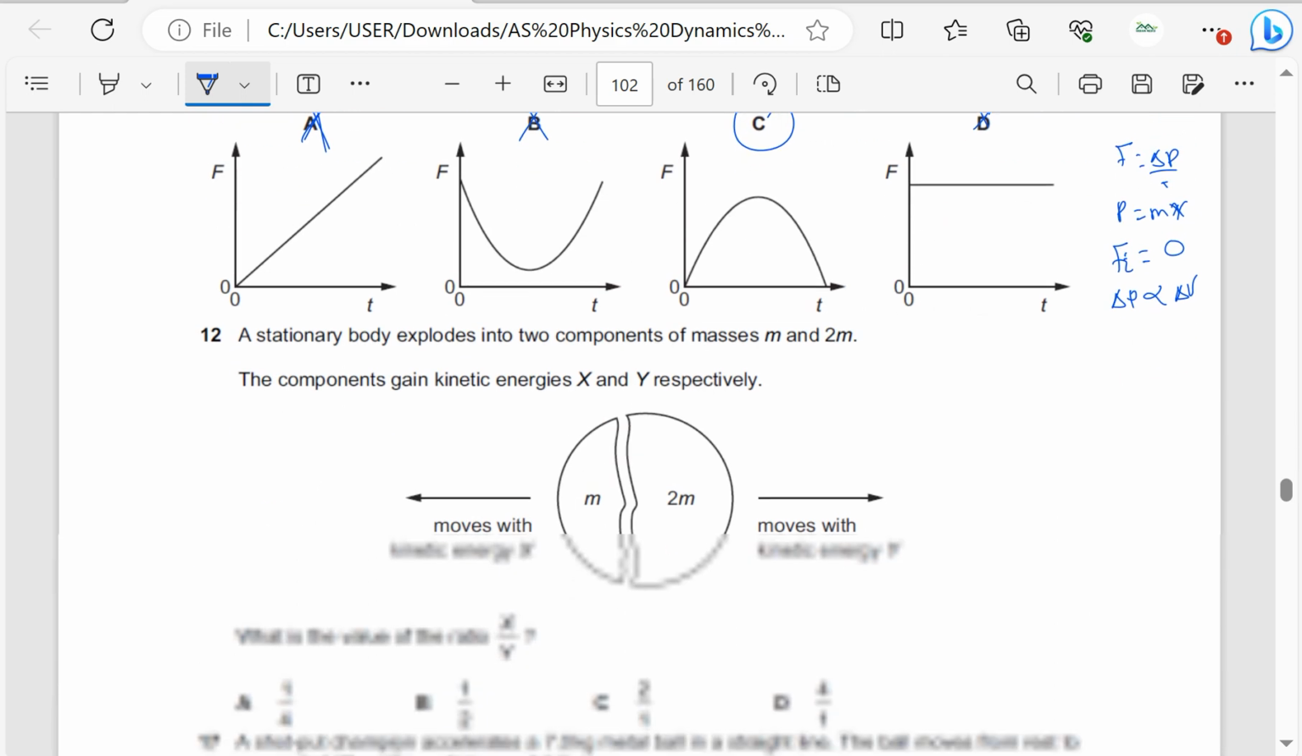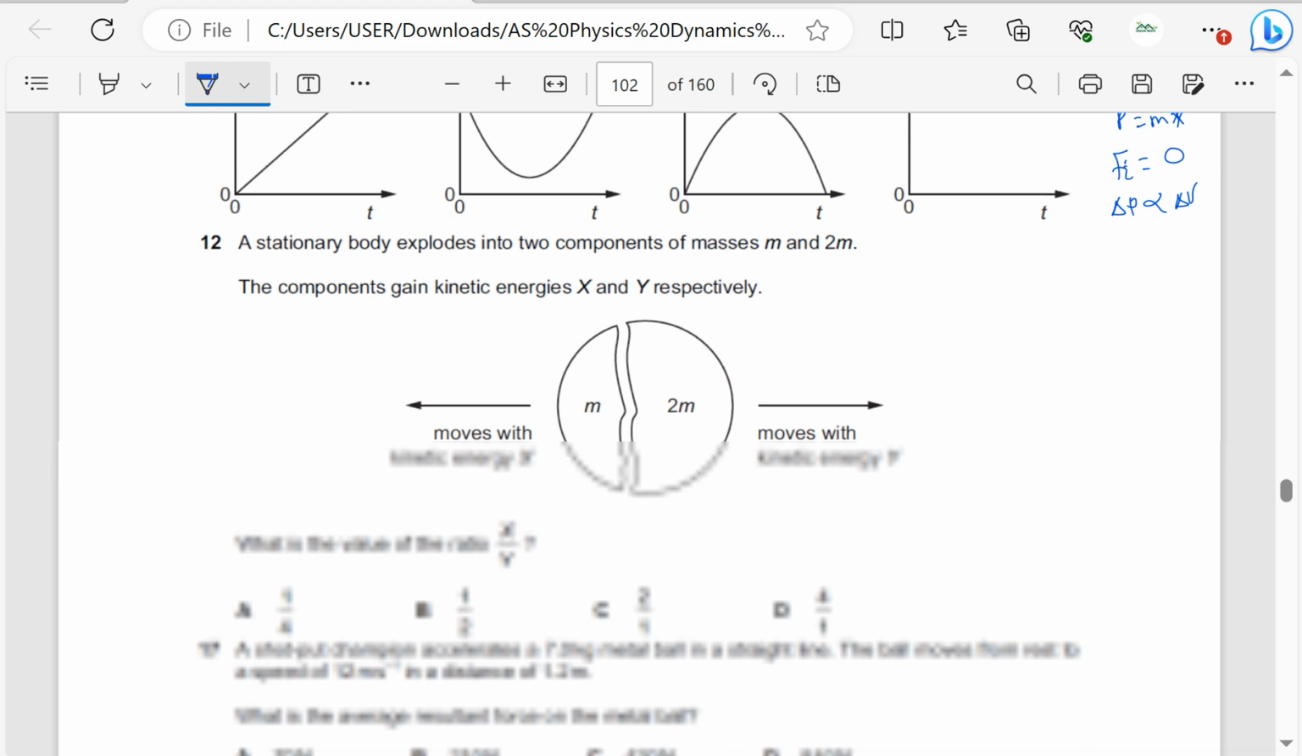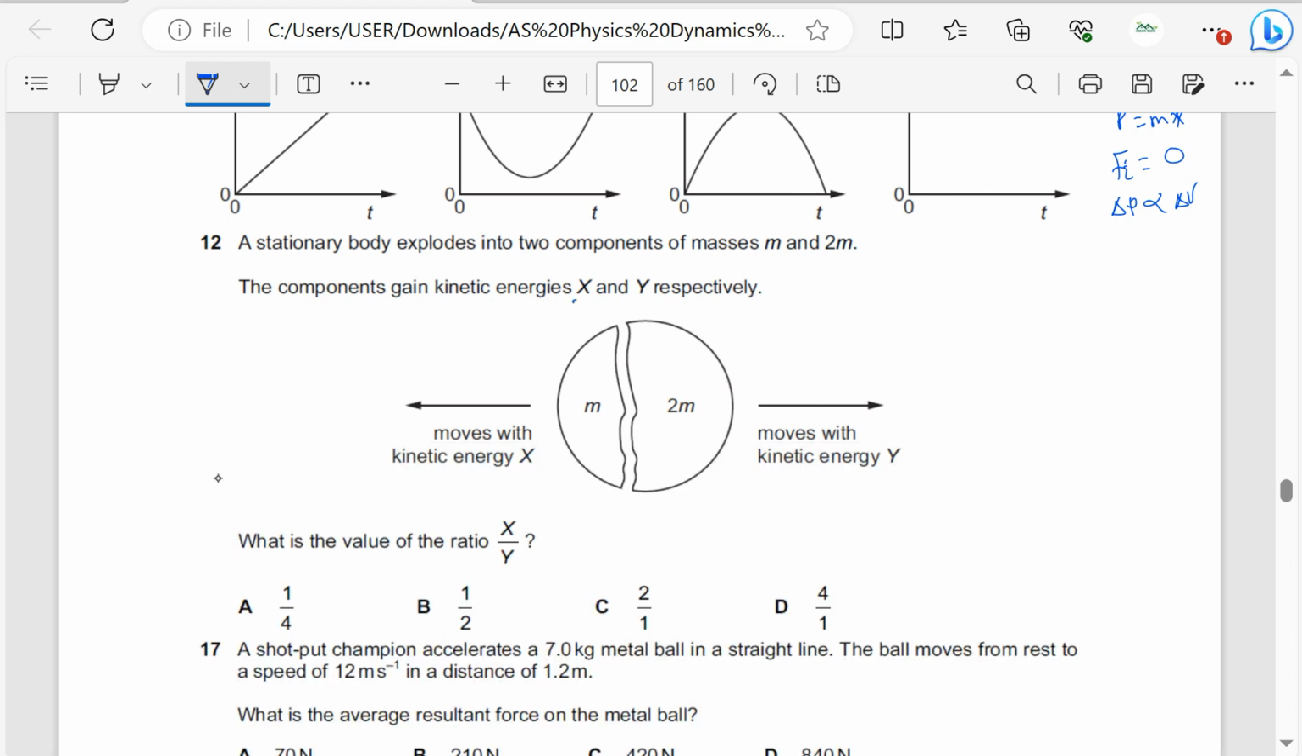A stationary ball explodes into two components of masses m and 2m. The components gain kinetic energies x and y respectively. What is the value of the ratio x over y?